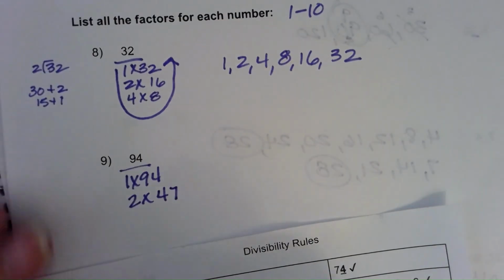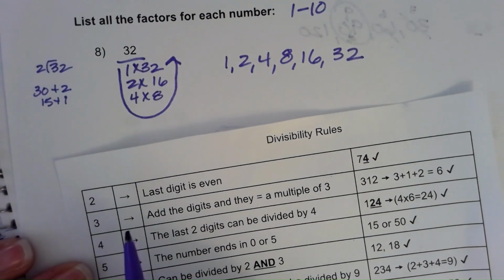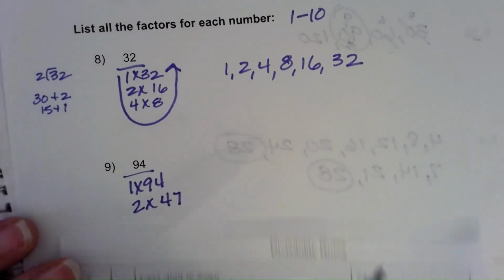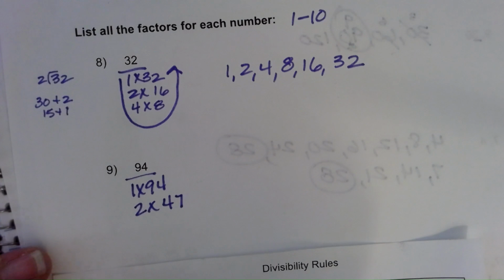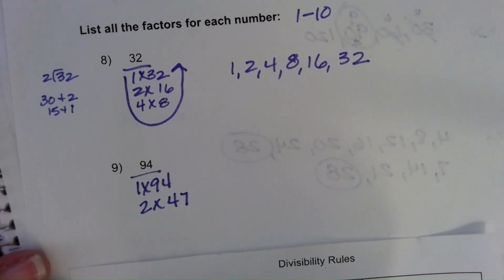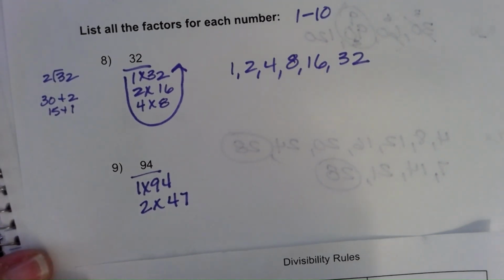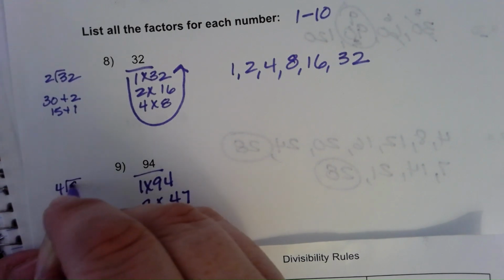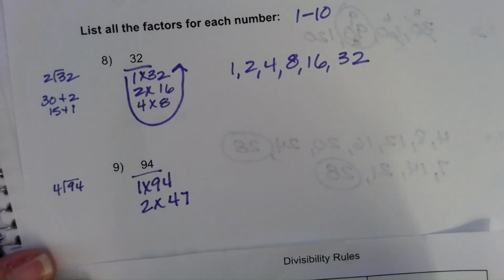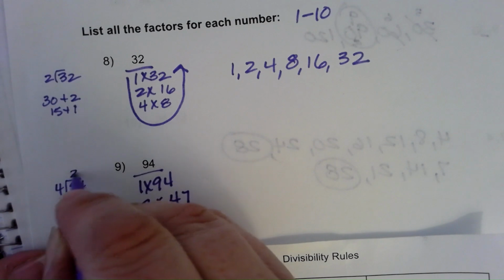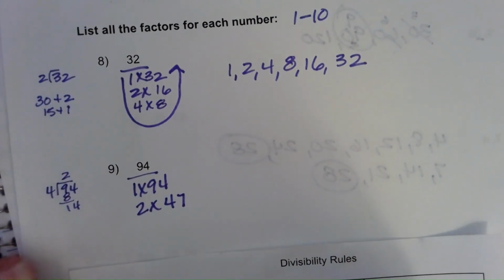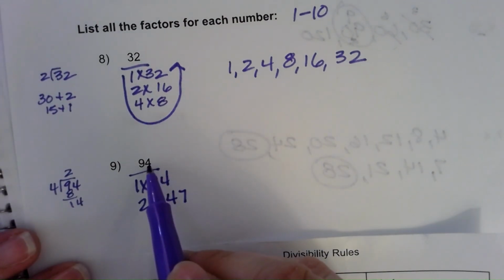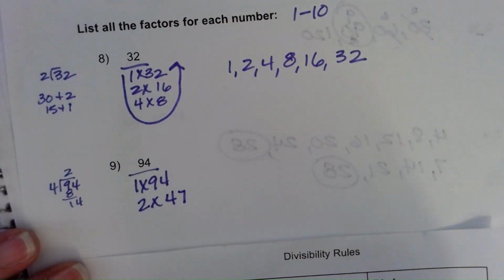All right, and then for number 3, we'll add the digits. 9 plus 4 is 13. That's not a multiple of 3. For 4, you just kind of do a little bit of mental math here. Will 4 go into it evenly? It's not going to. Right? 4 is not going to go into 14. It doesn't end in a 0 or a 5, so we're not going to use 5.